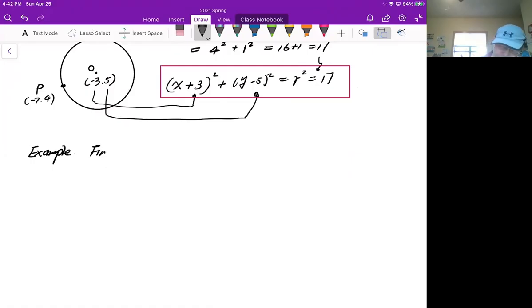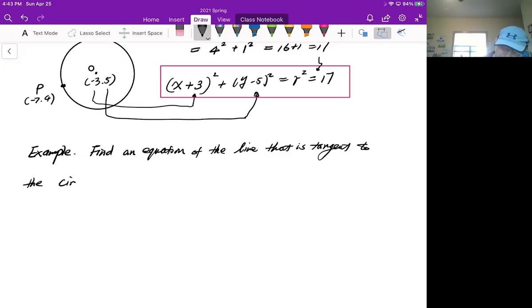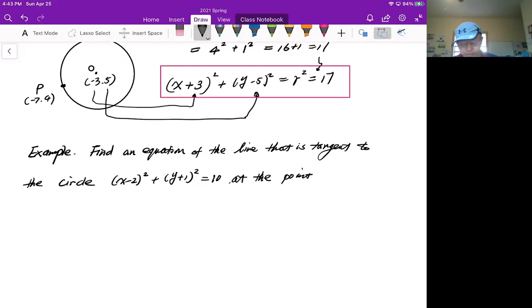Okay, find the equation of the line that is tangent to the circle. Tangent to the circle, which is (x minus 2) squared plus (y plus 1) squared equals 10, at the point P, which is (3, negative 4).